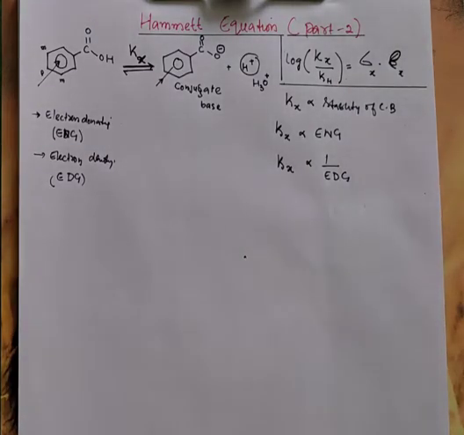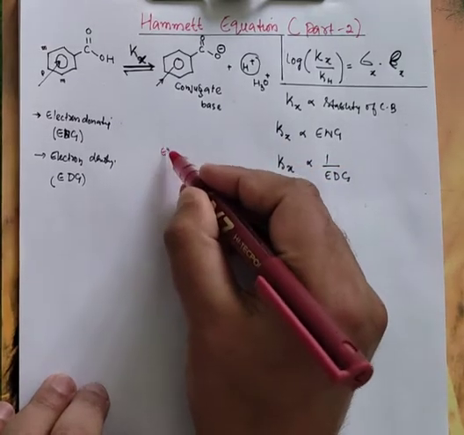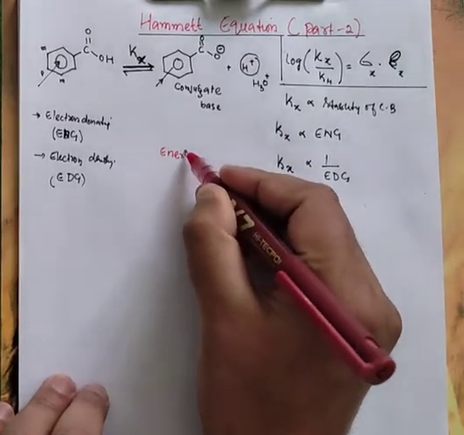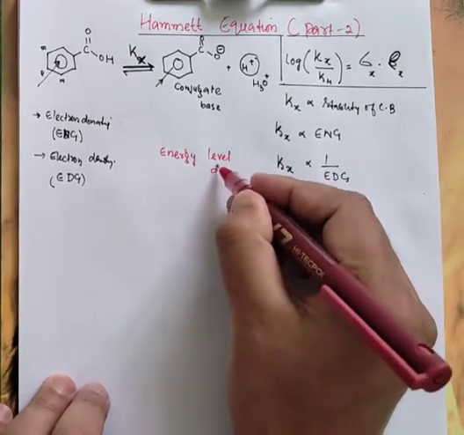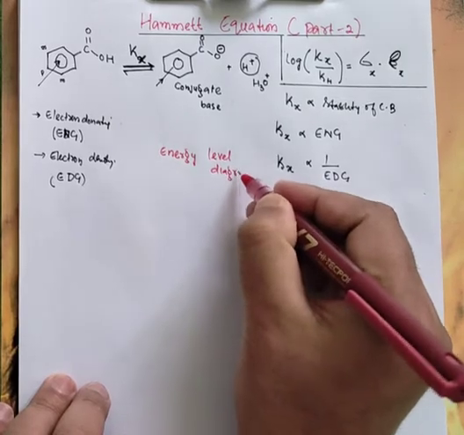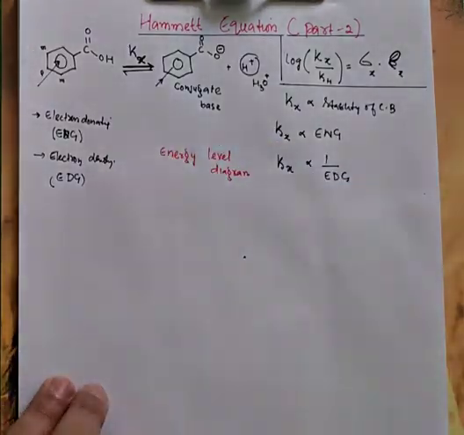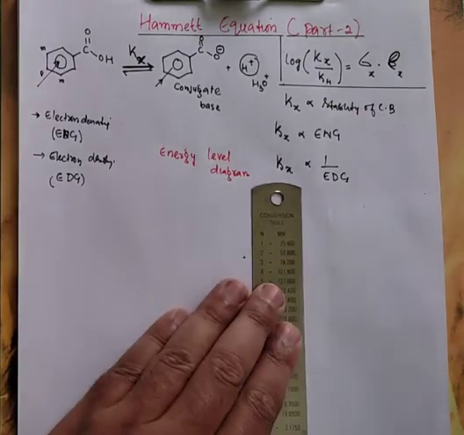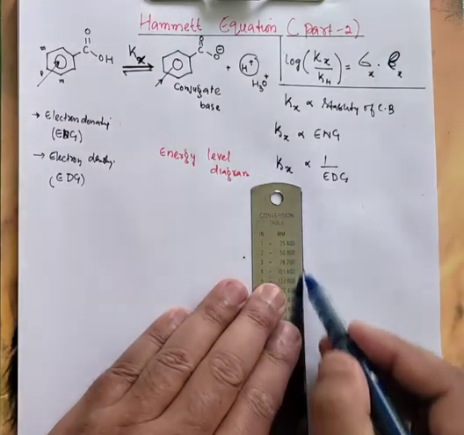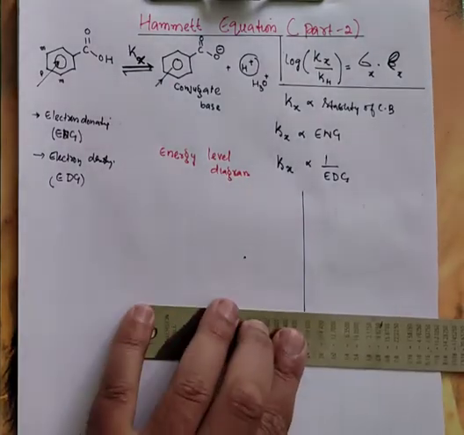Now for any chemical reaction, we know that to understand it there is an energy level diagram. Let's go to the energy level diagram. Let me draw it. This is a very important portion to understand this. Let's write down the energy level diagram of this carboxylic acid molecule.